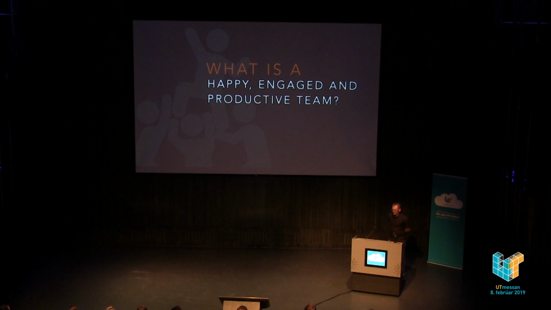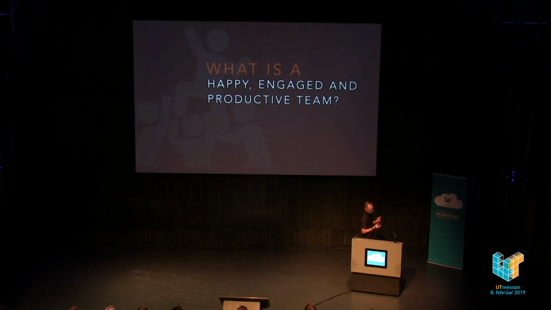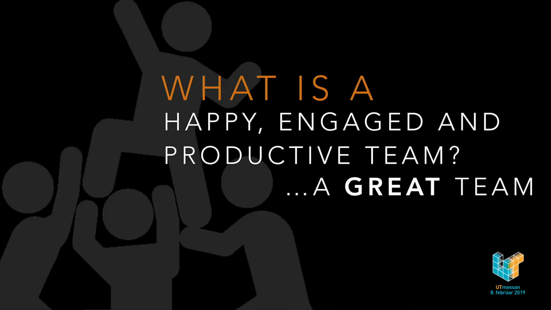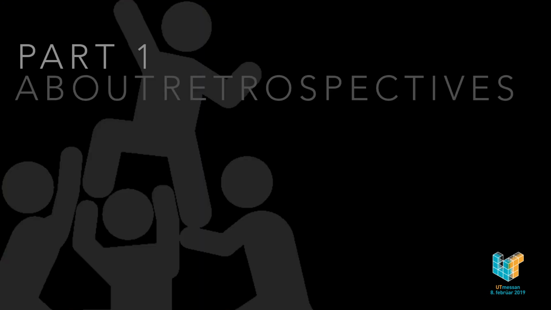So what is then a happy, engaged, and productive team? Where you get everybody happy, meaning that they enjoy themselves. They feel that they belong, they like being there. Productive means that they're delivering, that they're getting results out. And engaged means that they're taking part in the team's effort. To me, that's a great team. Hence, great retrospectives make great teams. So, that's part one. Hopefully we're all on the same page for the things to come here.